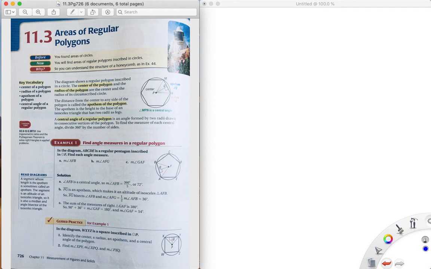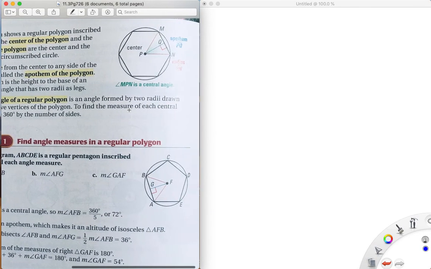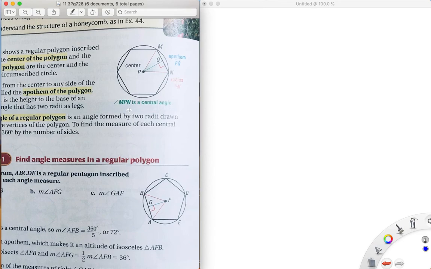Hey guys, so this is chapter 11, section 3, area of regular polygons. If you look at this particular shape here, we have a hexagon that's inscribed inside of a circle. Remember, for something to be inscribed, the vertices of this hexagon have to be touching the edge of the circle. We have the center of the circle, which is also the center of the hexagon, P.